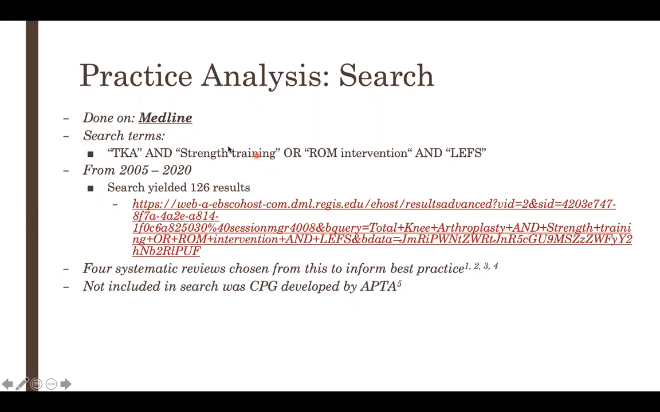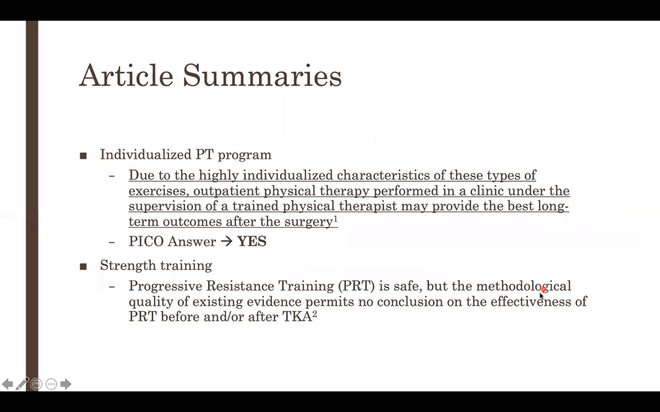The search for the practice analysis was done on Medline using search terms TKA and strength training, range of motion intervention, and LEFS. This search yielded 126 results, including 4 systematic reviews that I chose to inform best practice. Not included in this search was the clinical practice guideline developed by the APTA that I will outline in future slides. The 4 systematic reviews are going to be outlined right now in the article summaries.